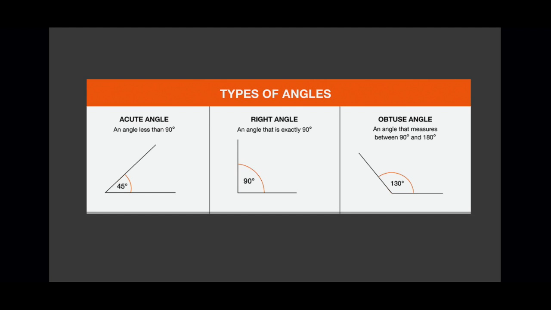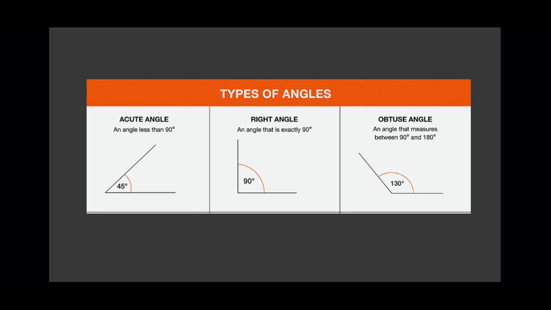And the last one is an obtuse angle. An obtuse angle is the bigger out of the three, an angle that measures greater than 90 degrees. Now, it's greater than 90 degrees, however, it's not larger than 180, because if it hits 180 degrees, that makes it a straight angle. So an obtuse angle ranges between 91 degrees and 179 degrees.